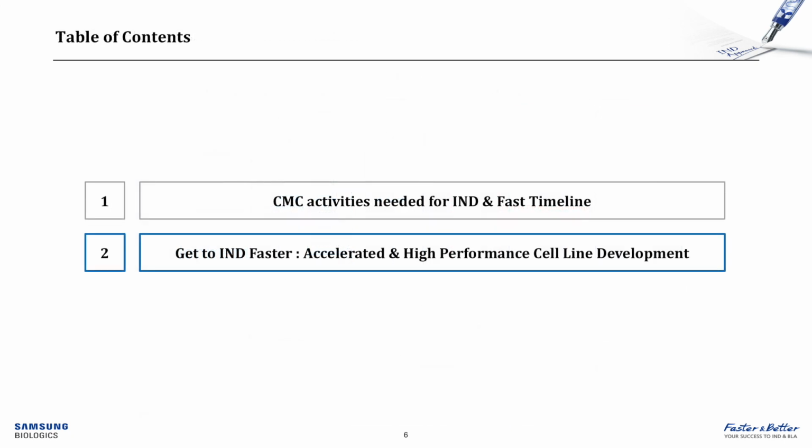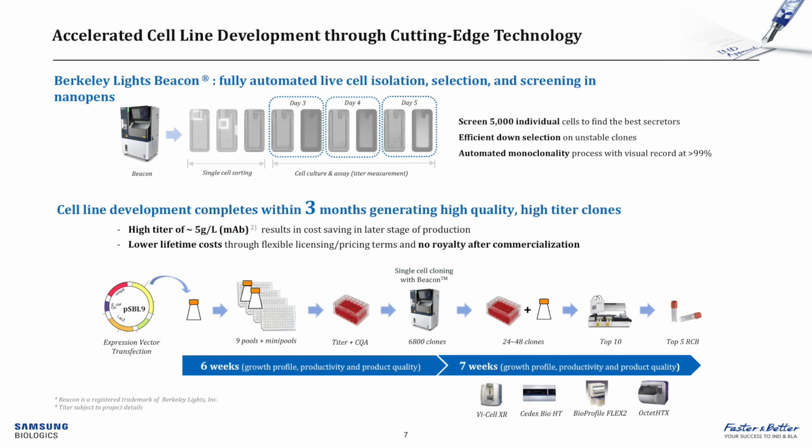Moving from the required CMC activities for the timeline, we're going to transition into the accelerated and high-performance cell line development services that we offer here at Samsung. Accelerated cell line development through cutting-edge technology at Samsung Biologics is driven by the Berkeley Lights Beacon, where we have the optofluidic technology allowing us to fully automate the live cell isolation, selection, and screening in nanopens.